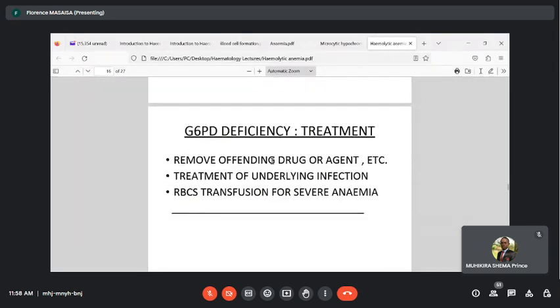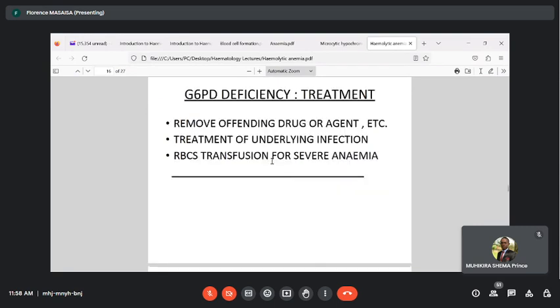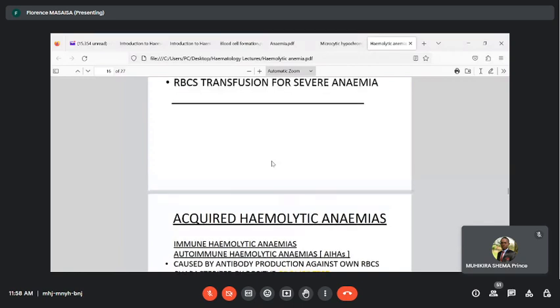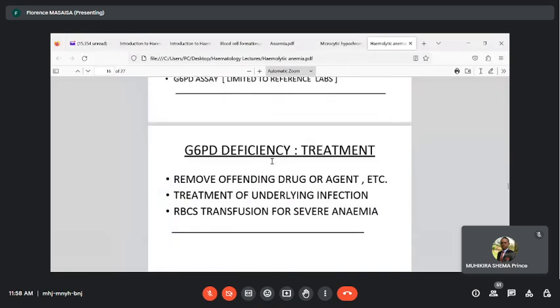How do you treat it? Again, remove the offending drugs or agents and treat the underlying condition, but also in case of severe anemia, you can transfuse the patient. Otherwise, the patient needs to avoid the precipitating agent, the stressing agent.